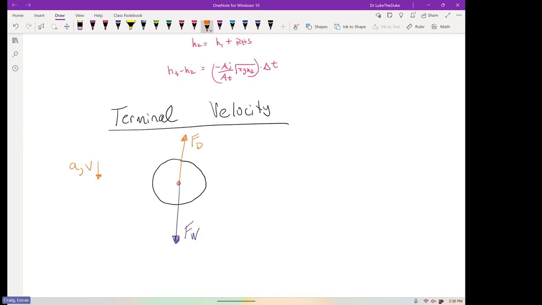Anyways, yeah, so we're dropping the ball, okay? So yeah, drag. There's actually a couple other forces, but we're going to ignore them. What happens if this ball was in a liquid?